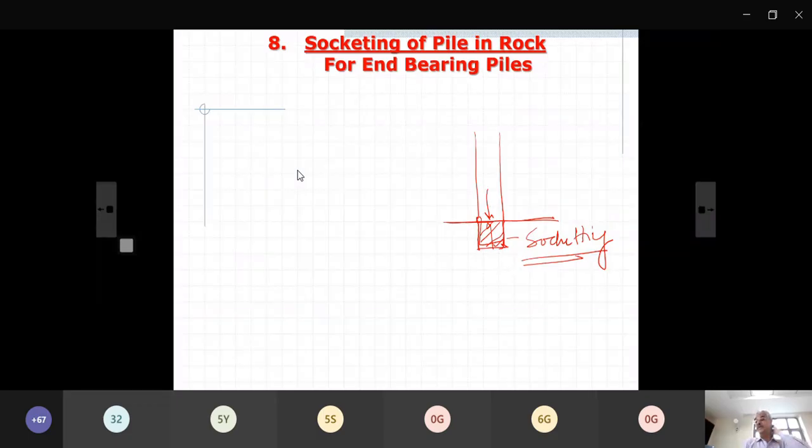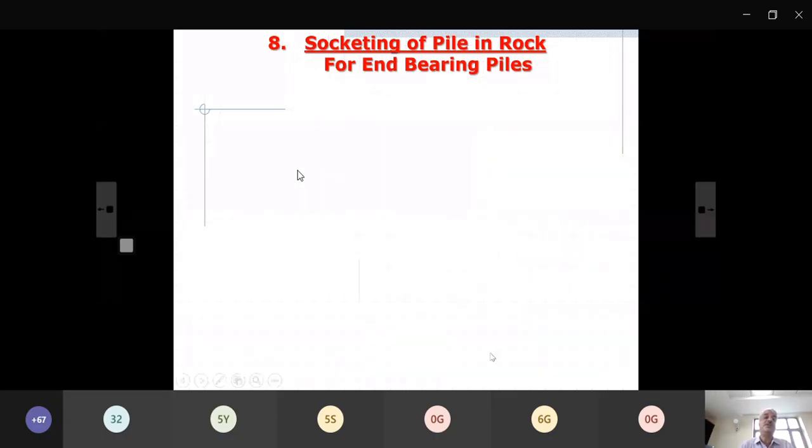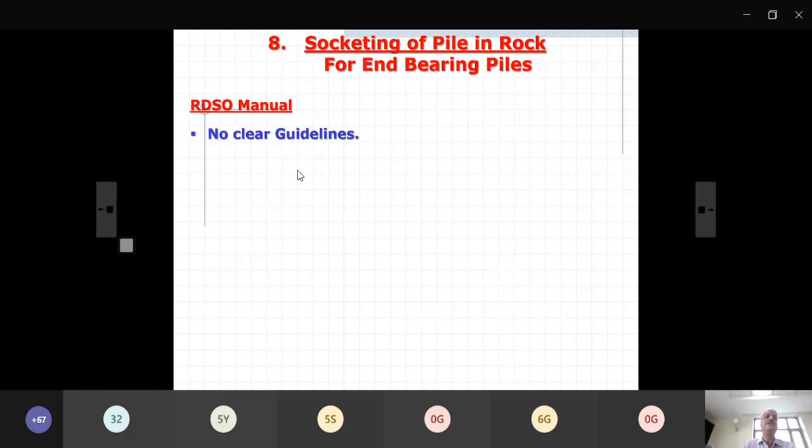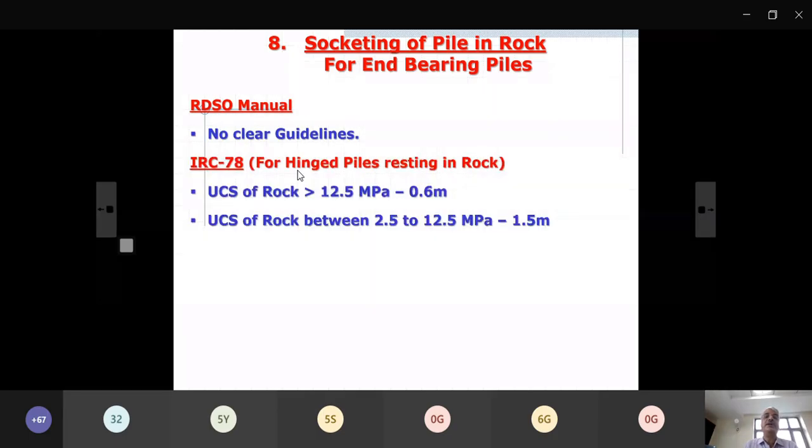Now this is a big debate. Really speaking, it is not given anywhere. When we worked in the field, this used to be a big question: how much socketing to give, how much socketing in rock? And if you are 10 people, they will probably give you 20 answers, if not 10. But that's why I have tried to put all the facts in front of you. What are various provisions? The RDSO manual does not say anything about socketing. IRC 78 says for hinged piles resting in rock.